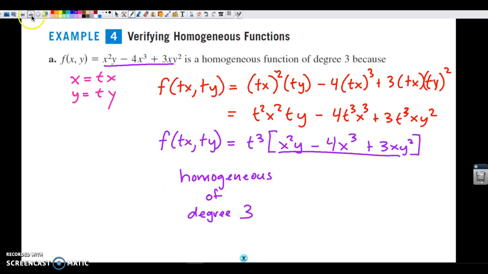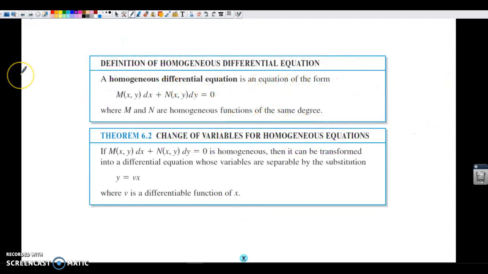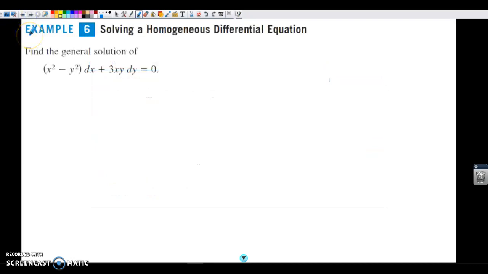And this is important because if you have two functions that are homogeneous of the same degree, you have a homogeneous differential equation. So that means that M of xy and N of xy should be able to pull out the same number of t's. And when you set that equal to 0, you should be able to solve it by using the change of variables described down here. Now this is all probably not making a whole lot of sense to you until I do the next example. But it just allows us to solve more differential equations.